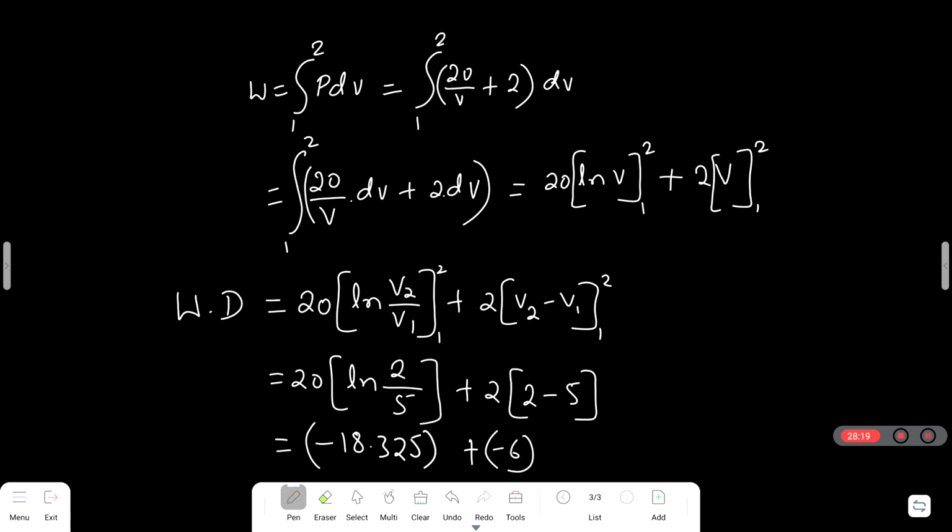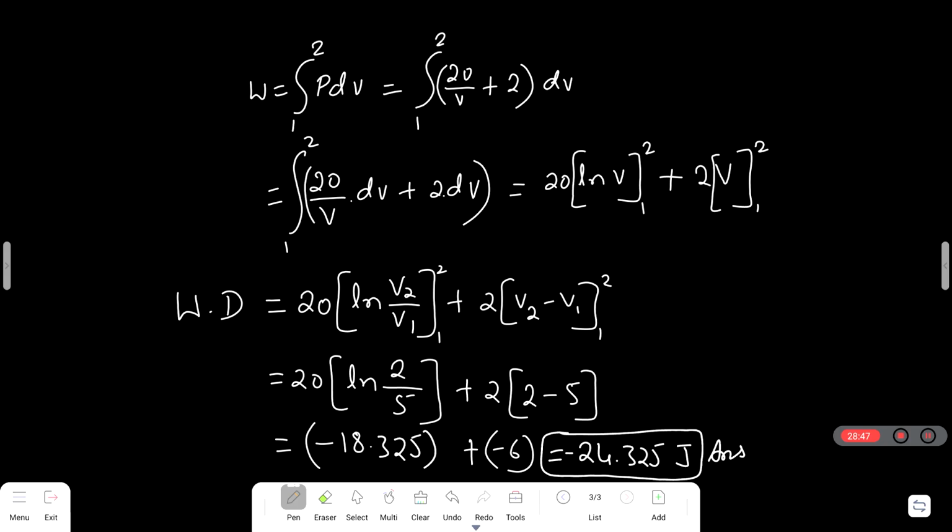So it is minus 24.325. What will be the unit? Since it is work done, it will be in joules.